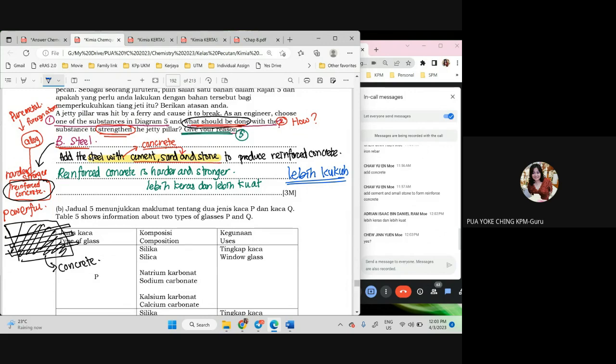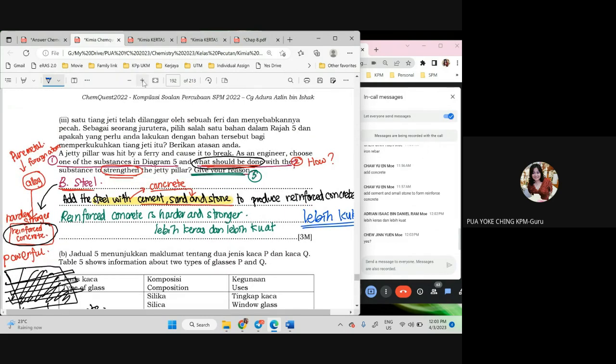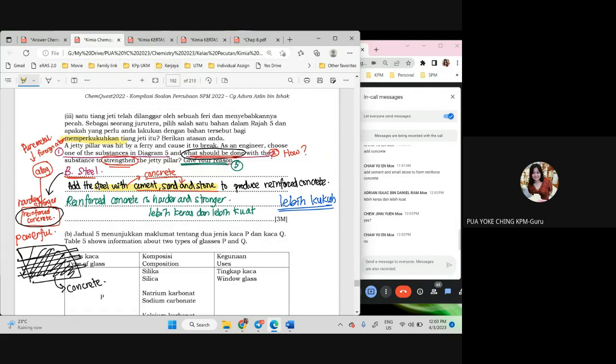Ian, yes, yes. Baca balik soalan tu betul-betul. Then you will know. Okay. Make it bigger a bit. Satu tiang jeti telah dilanggar oleh feri menyebabkan pecah. Sebagai seorang jurutera, pilih salah satu bahan dalam Rajah 5 dan apakah yang boleh dibuat bagi memperkukuhkan tiang jeti tersebut. So, lebih kukuh tak boleh.